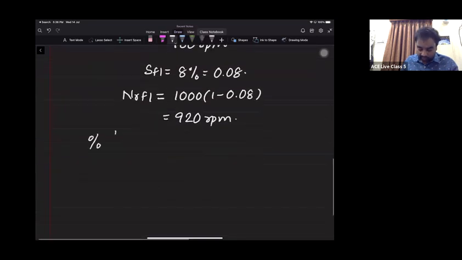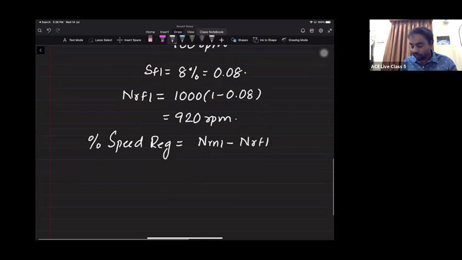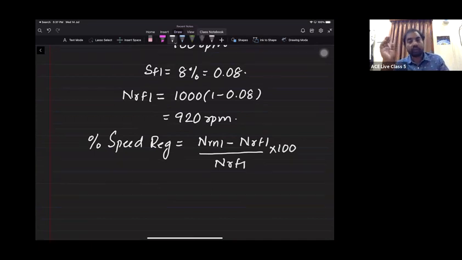Percentage speed regulation is equal to the rotor speed at no load minus the rotor speed at full load, divided by the rotor speed at full load, into 100. It is just like in transformers, when you calculate the voltage regulation: the secondary no load voltage minus full load voltage, divided by no load voltage. Because whatever nameplate details we have in a transformer are the no load voltages, that is the reason we divide by the no load voltage.